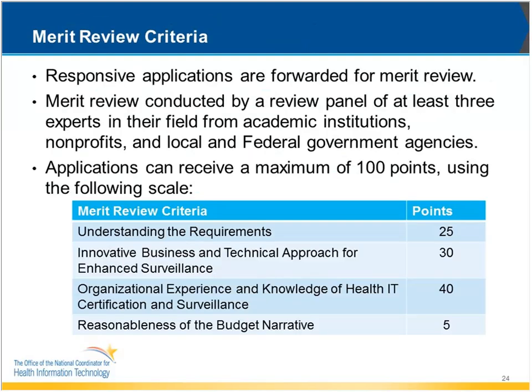We'll go over some of the merit review criteria. Responsive applications are forwarded for merit review. Merit review will be conducted by a review panel of at least 3 experts in their field from academic institutions, nonprofits, and local and federal government agencies. Applications can receive a maximum of 100 points using the following scale. Understanding the requirements is worth 25 points. Innovative business and technical approach for enhanced surveillance is worth 30 points. Organizational experience and knowledge of health IT certification and surveillance is worth 40 points. And reasonableness of the budget narrative is worth 5 points.